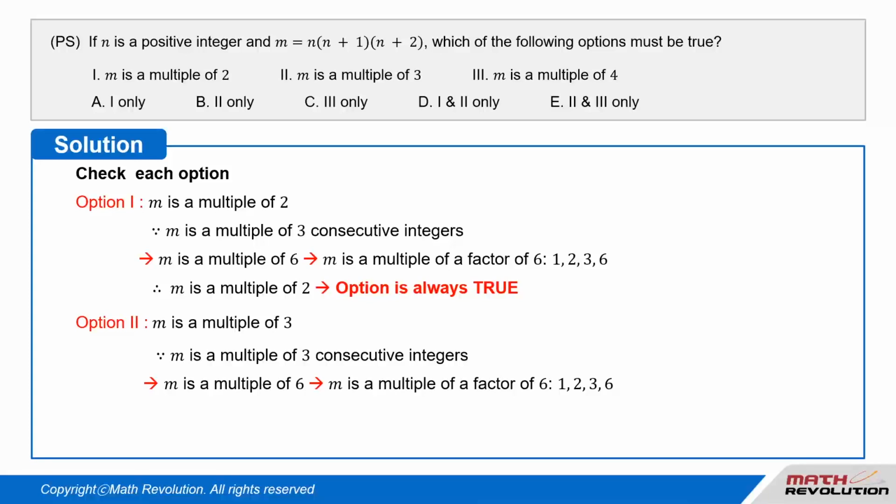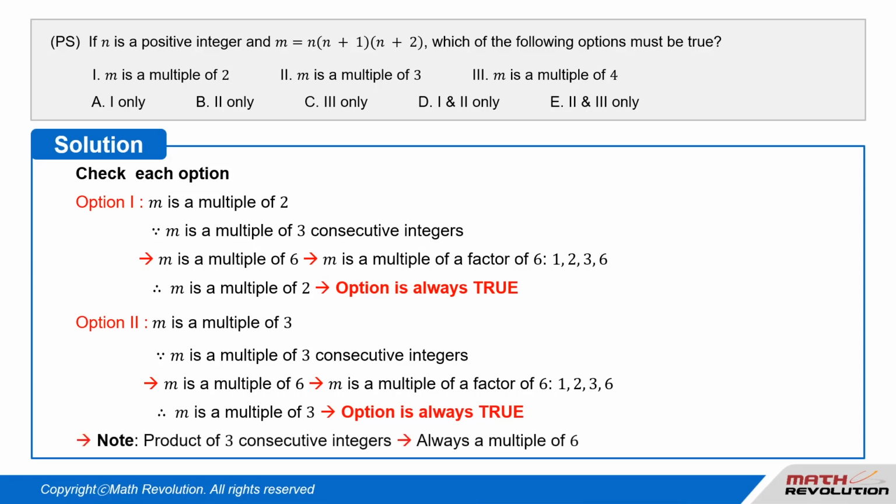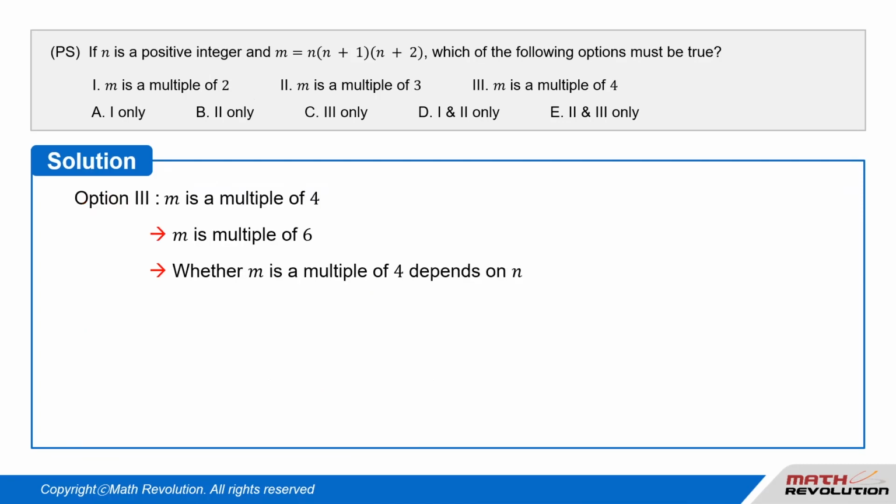Option 2. m is a multiple of 3. As we have seen, m is a product of 3 consecutive integers. m will be a multiple of 6, and thus m will also be a multiple of a factor of 6. That is, 1, 2, 3, and 6. Thus m will be a multiple of 3. So this option is always true. The product of 3 consecutive integers is always a multiple of 6.